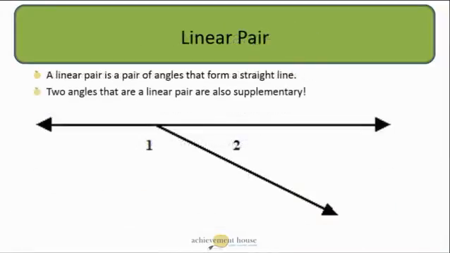And that brings us to a linear pair. A linear pair is an angle pair, but it's a specific angle pair. It's a pair of angles that form a straight line. So, essentially, it's another word for supplementary angles. Two angles that are a linear pair are also supplementary. The only difference between supplementary angles and linear pair is that a linear pair has to be adjacent. They have to be adjacent angles because they make up a straight line. So angle 1 plus angle 2 makes up this straight angle, 180 degrees, in a straight line.